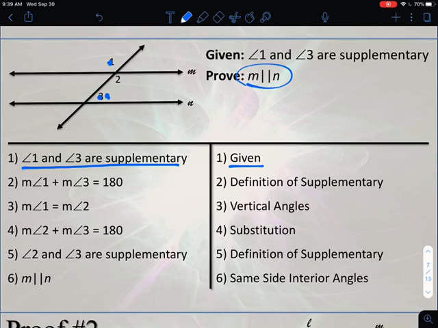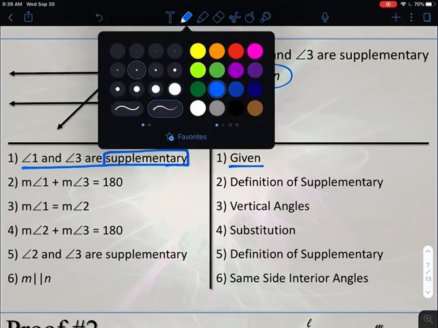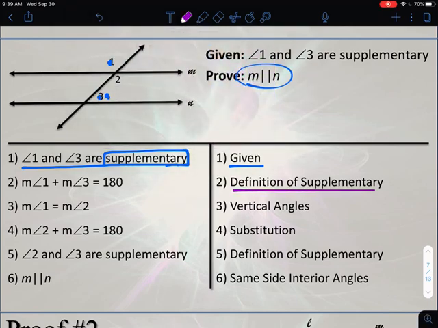Now, when we talk about these types of problems, we said with proofs, if they give us a vocabulary term like supplementary, then our very next step is going to be the definition of that term. So supplementary means add to 180. So angle 1 plus angle 3 has to equal 180.